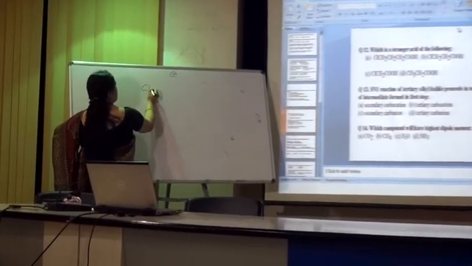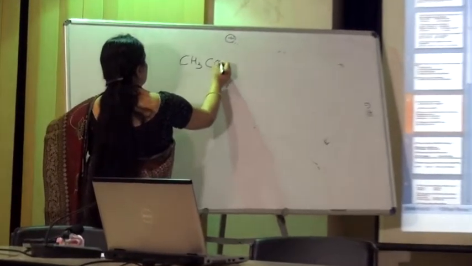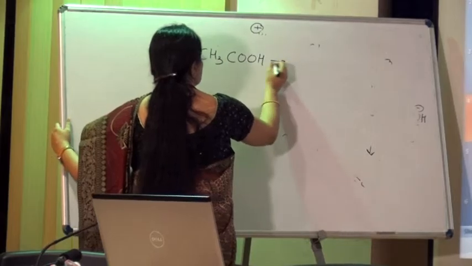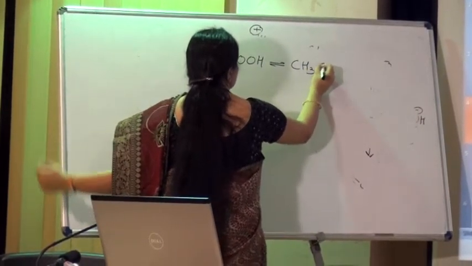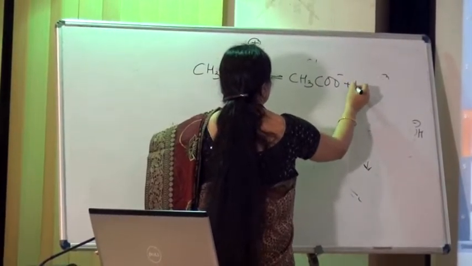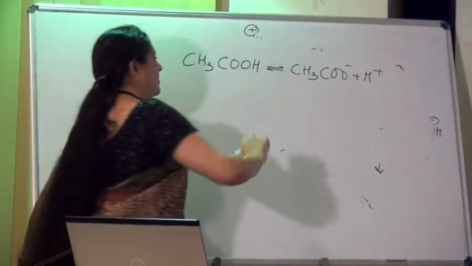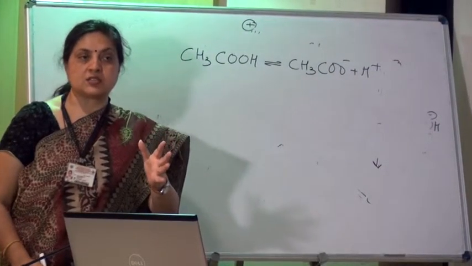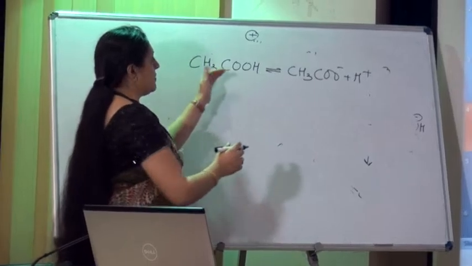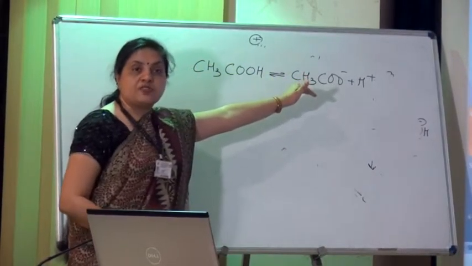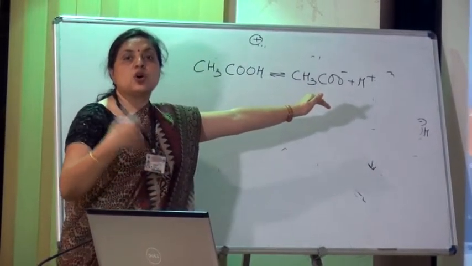See, acid character can be judged by its dissociation constant. This is a weak acid. All of us know that acetic acid is a weak acid. But now, that means the more the reaction goes forward, the stronger is the acid.